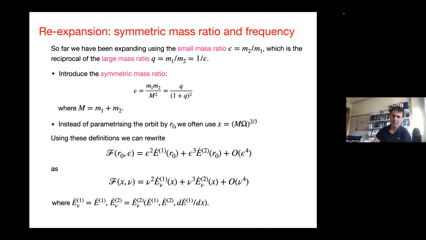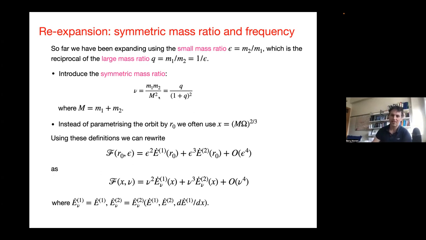And so what we do in practice is whenever we compute something, for example, a function f of r0 and epsilon as a series expansion in epsilon for different values of r0, we convert that into a function of x and nu, basically just using the straightforward relationship between nu and mass ratio and between x and r0.